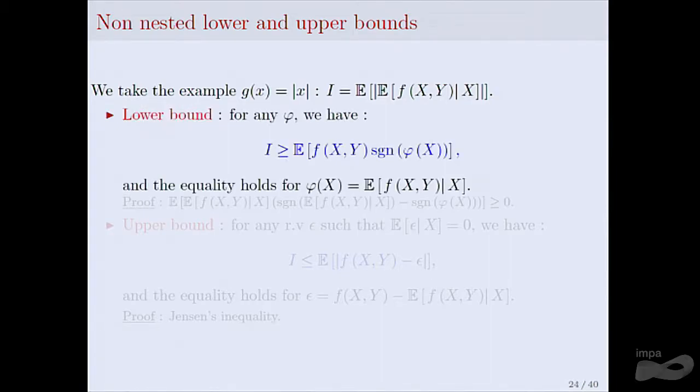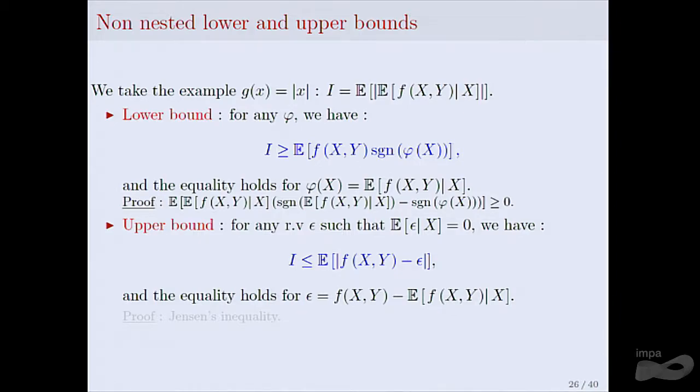Then you can get quite easily a lower bound. The following equality holds for any function phi, and you see that this expectation is non-nested. It's just a normal expectation. So suppose that you have phi, you can just run a Monte Carlo simulation. The proof is really easy. It's just one line.